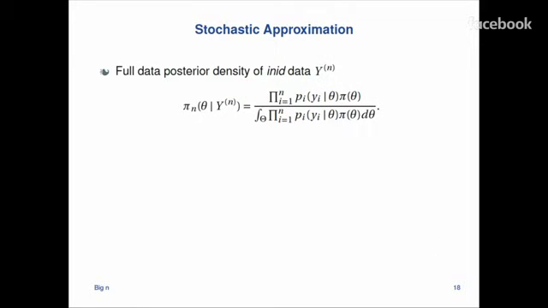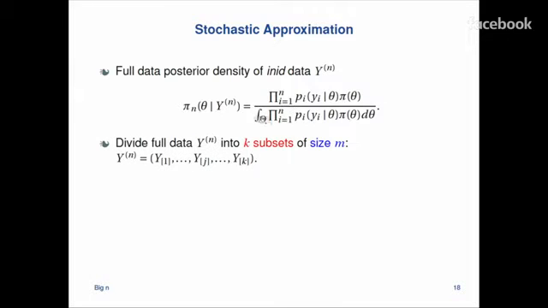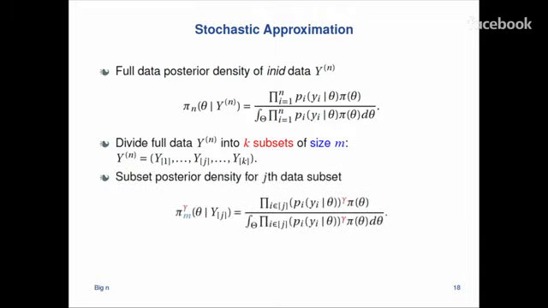We start out with the full data posterior distribution, pi of theta given y, and this is just some notation for that. We're going to divide the full data y_n into k subsets of size m. Break up all the data into shards, throw them on different machines or processors, and then based on each chunk of the data, y subscript j in brackets, we define some sort of subset posterior. The goal here is to take a subset of the data to give us a noisy approximation of the full data posterior distribution.